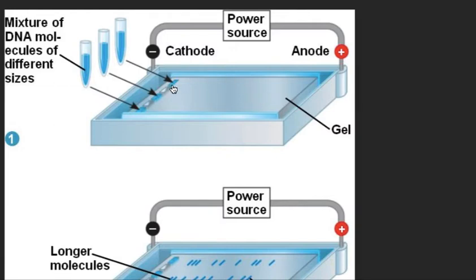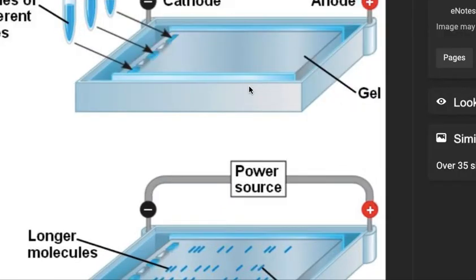And the other thing is, of course, if the particle is heavy and big in size, it is going to travel less distance because of its size. But if the particle is very small, it is going to travel a long distance, right? So this is the basics of electrophoresis.